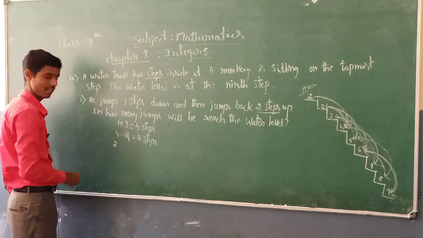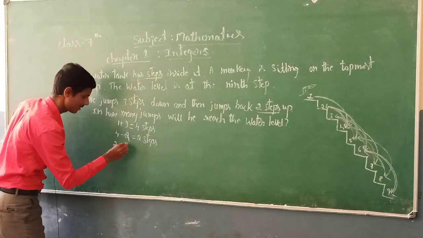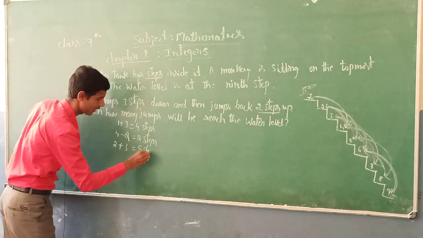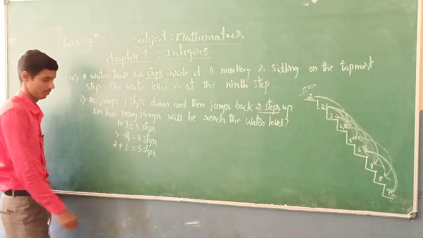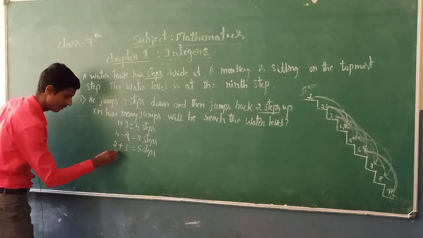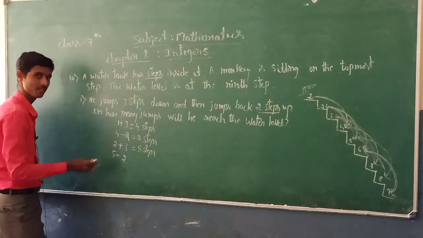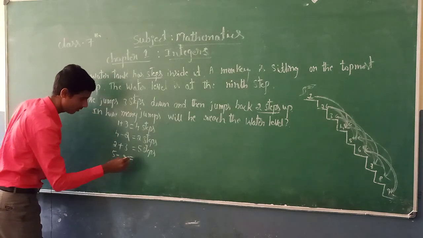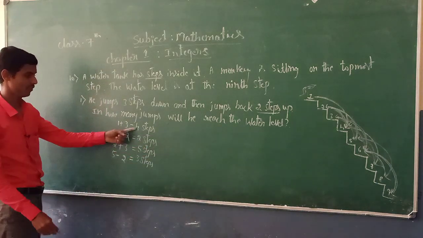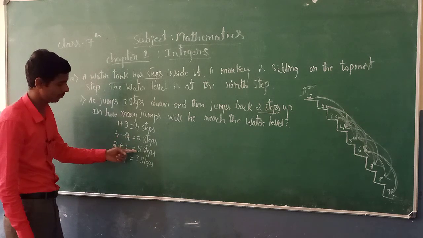So the second step, plus again plus 3. 2 plus 3 is 5. In the third jump, the monkey reached the 5th step. Okay, 5 minus 2 upwards is equal to the third step. This is the first jump, second jump, third jump, fourth jump.